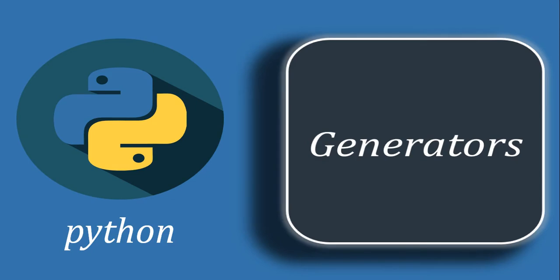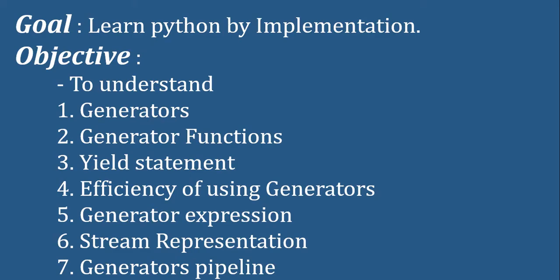Overall goal of our tutorial series is to learn Python by implementation. Objective of today's session is to understand generators, how they can be used to create iterators, what are generator functions, how a yield statement can be used to convert a normal function into a generator function which ultimately creates a generator, efficiency of generators, time and memory efficiency, generator expressions to create generators, stream representation and generator pipelines.